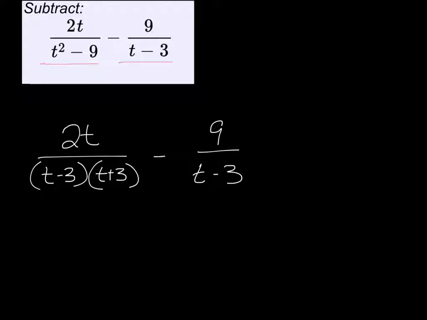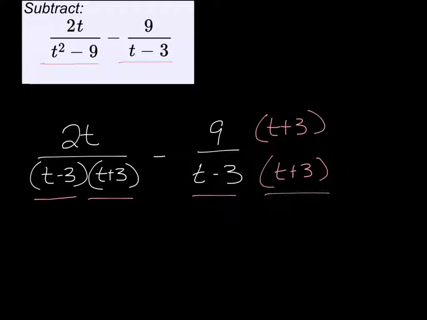In this case, we have this t minus 3 and t plus 3. In the second fraction, we got t minus 3. What we need to do is multiply this second fraction in the numerator and the denominator by t plus 3. And we do that so that these two denominators on the left-hand side and the right-hand side will be the same. So let's multiply this out.